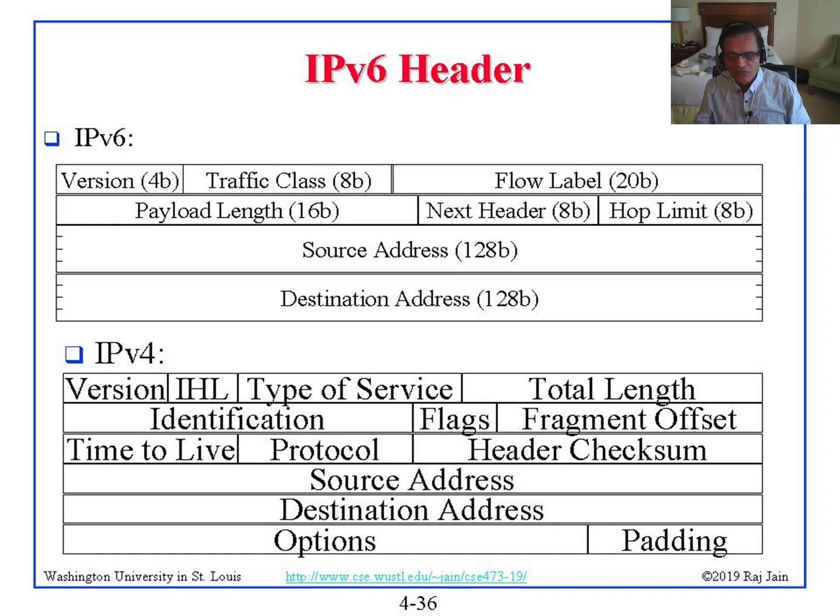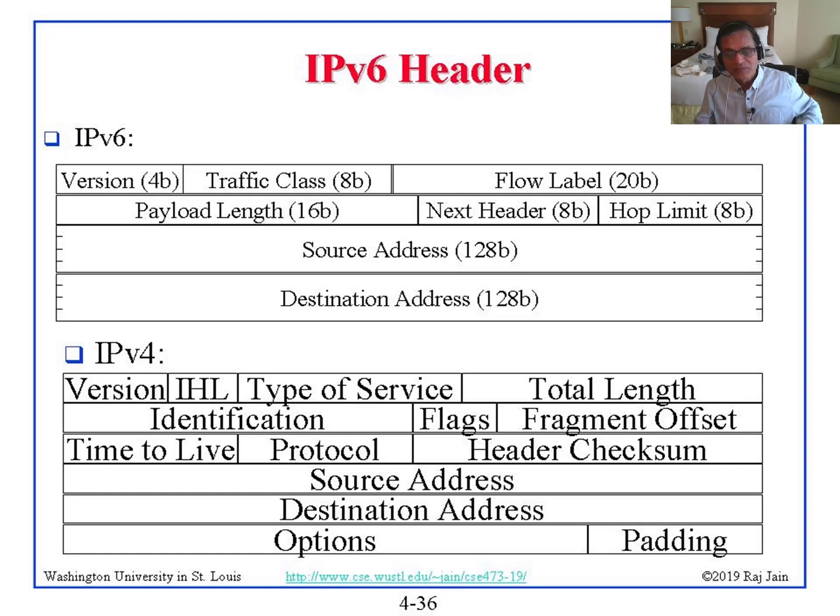So here is the IPv4 packet shown from before in the bottom, and IPv6 is shown on the top. So the first 4 bits are version number. Everything else is different. Then we have 8 bits of traffic class, 20 bits of flow label, 16 bits of payload length, 8 bits of next header, hop limit, source address 128 bits, and destination address 128 bits, and that's the end.